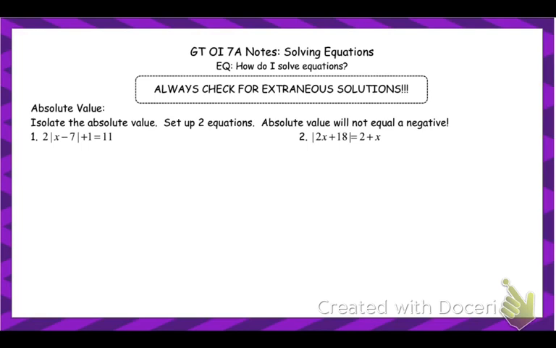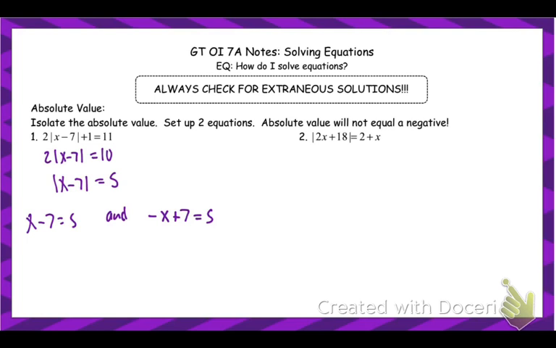So first thing I would do is I would subtract 1, divide by 2, and then I need to write 2 equations at this point. Now there's actually 2 different ways that you can do this. I can do x minus 7 equals 5 and x minus 7 equals -5 and solve both of those equations. What I also could do is x minus 7 equals 5 and negative x plus 7 equals 5.